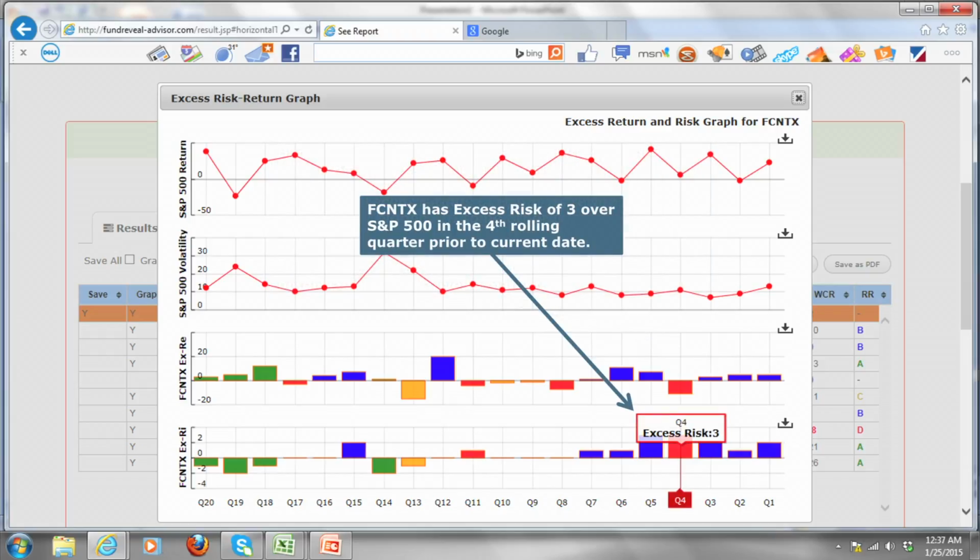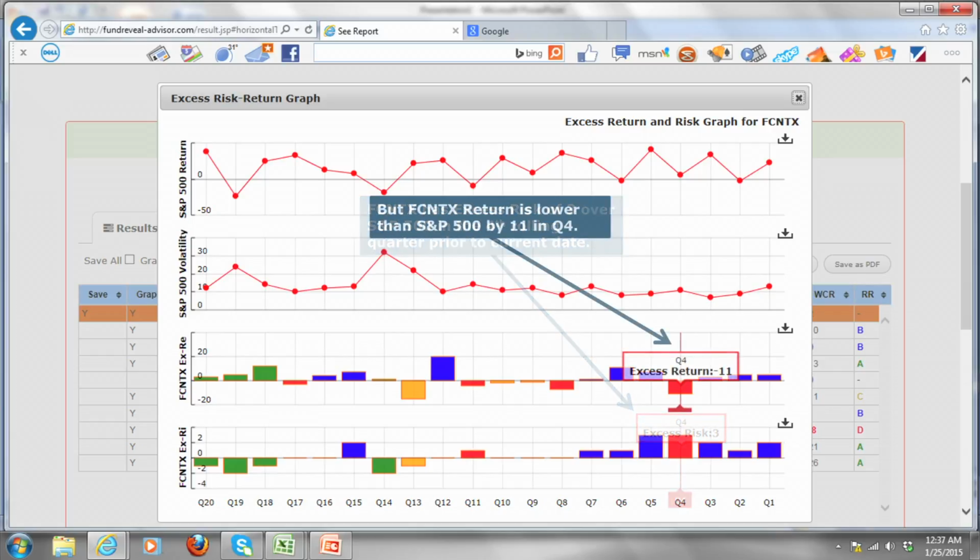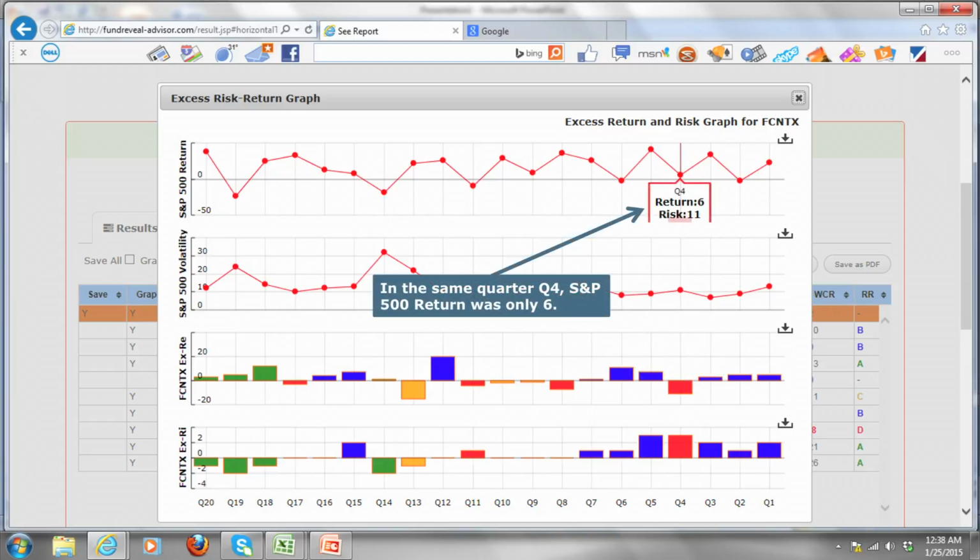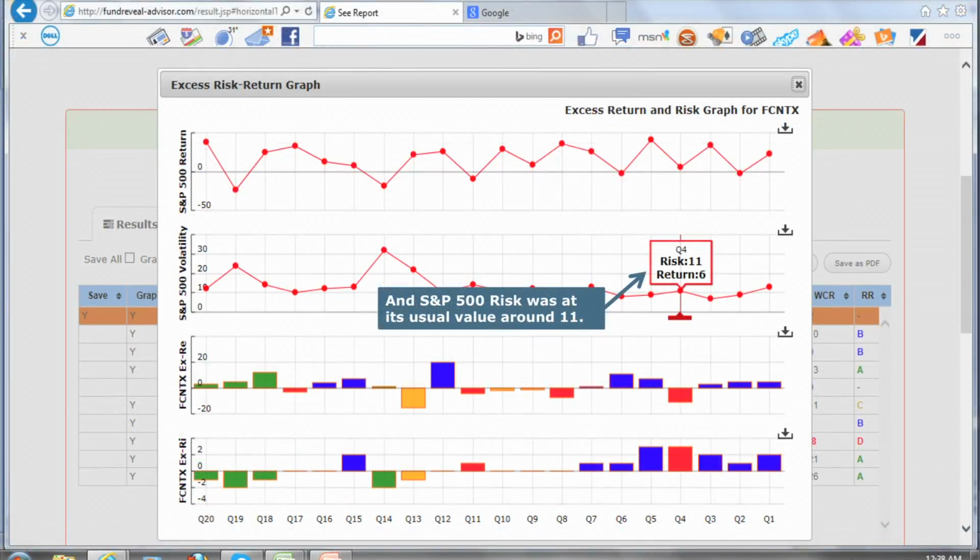FCNTX has excess risk of 3 over the S&P 500 in the fourth rolling quarter, prior to the current date. But FCNTX return is lower than the S&P 500 by 11 in Q4. In the same quarter, Q4, S&P 500 return was only 6, and S&P 500 risk was at its usual value, around 11.